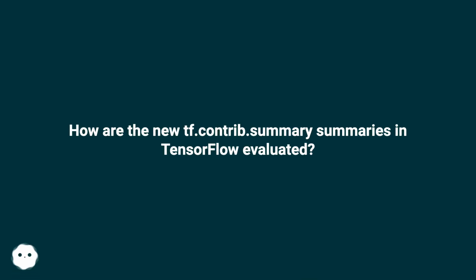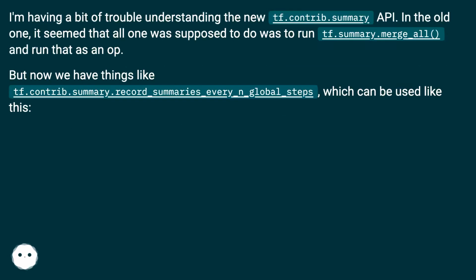How are the new tf.contrib.summary summaries in TensorFlow evaluated? I'm having a bit of trouble understanding the new tf.contrib.summary API. In the old one, it seemed that all one was supposed to do was to run tf.summary.merge_all, and run that as an op.